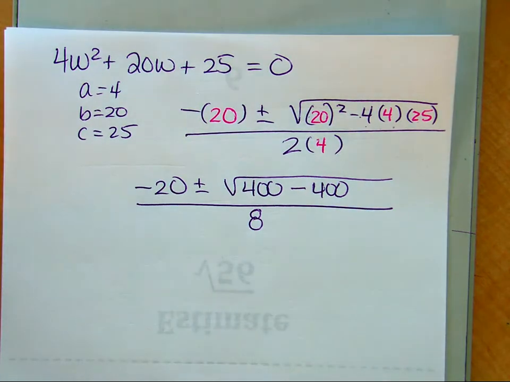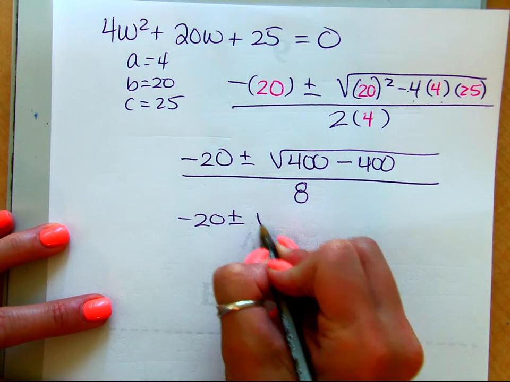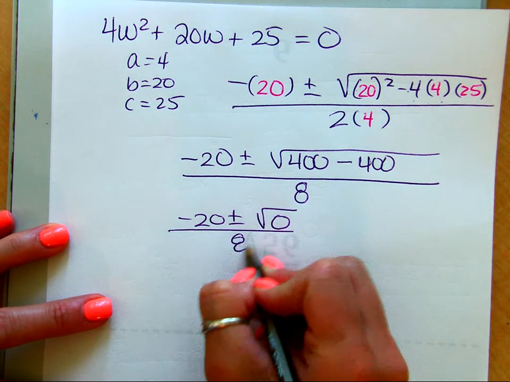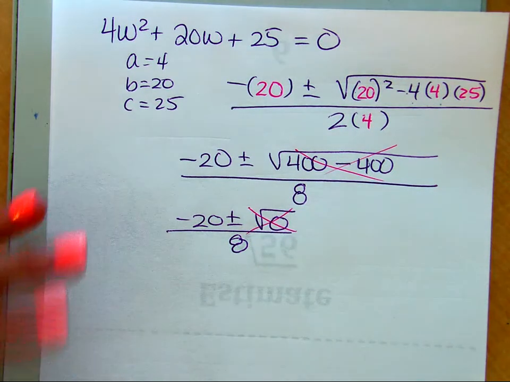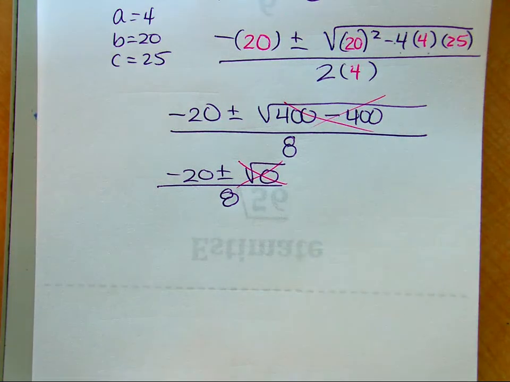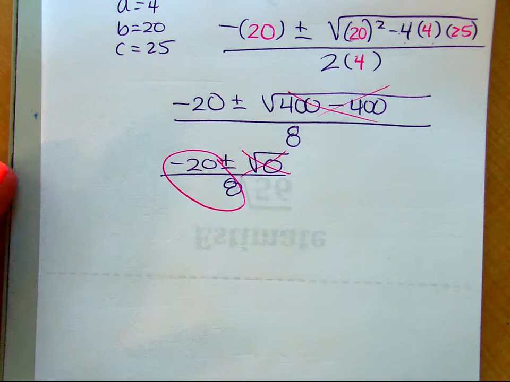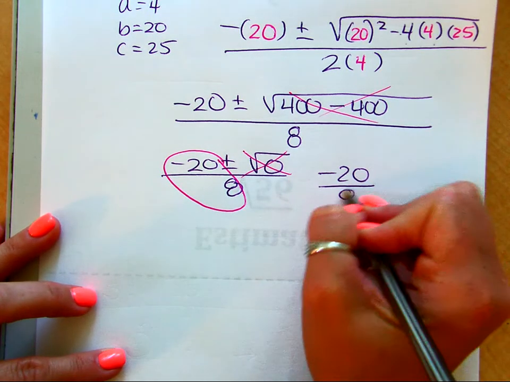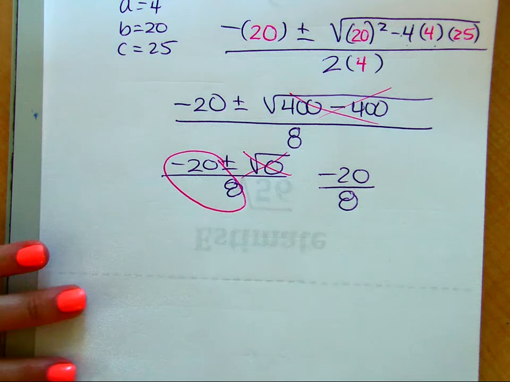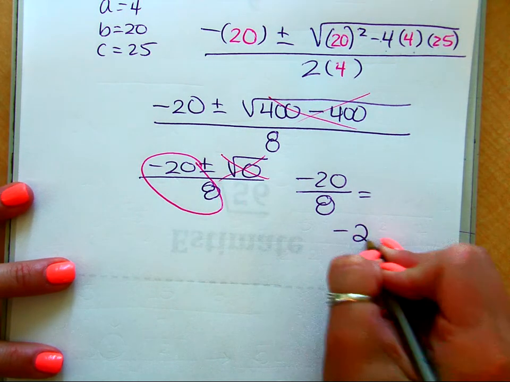So watch what happens when that's 0. I have the opposite of 20 plus or minus the square root of 0, divided by 8. At this point, you don't really need to do much more because you don't need to take -20 and then add 0, then take -20 and subtract 0. You literally just have to do that, because how many answers are you supposed to have? 1. And if you could do -20 divided by 8, you could reduce it down to 4 whatever, or it's just going to give you -2.5.